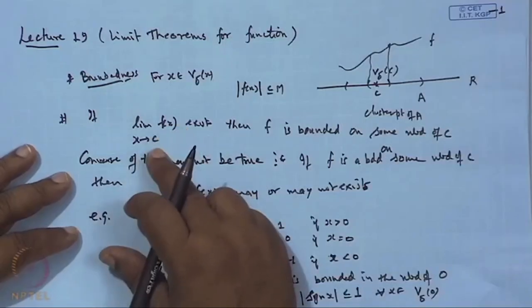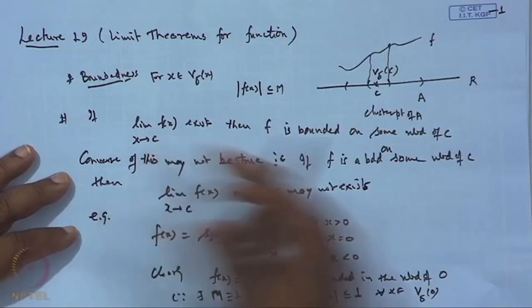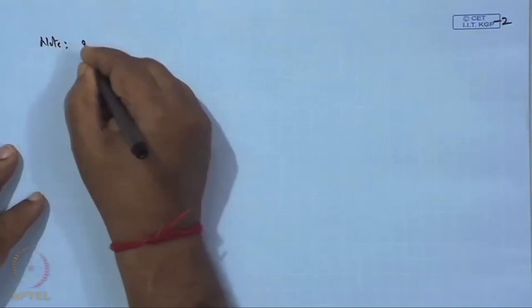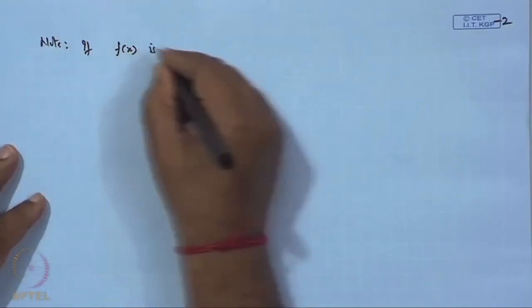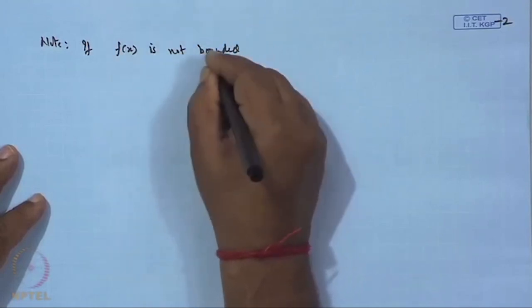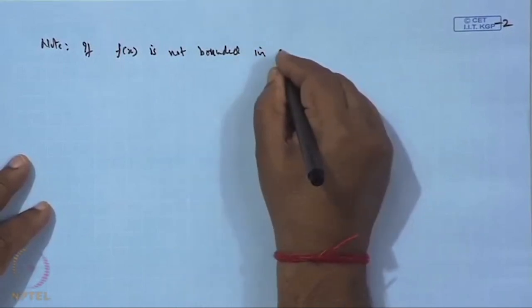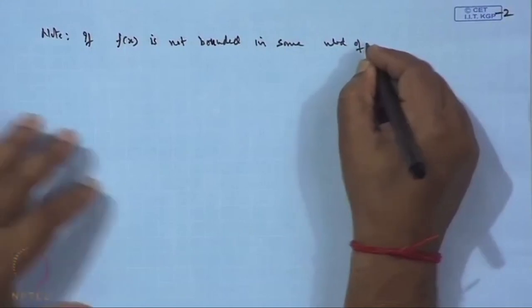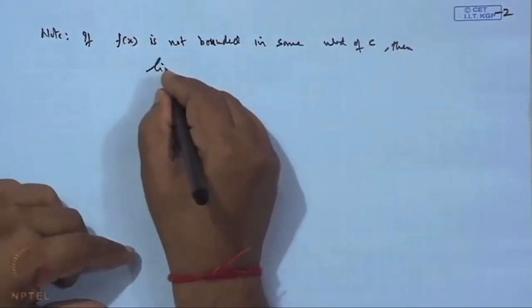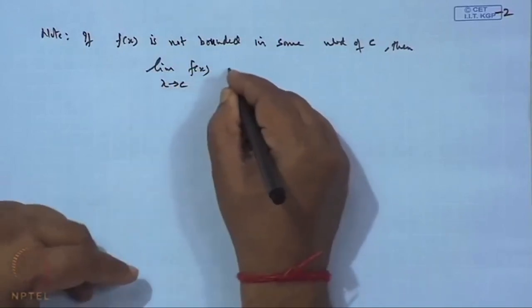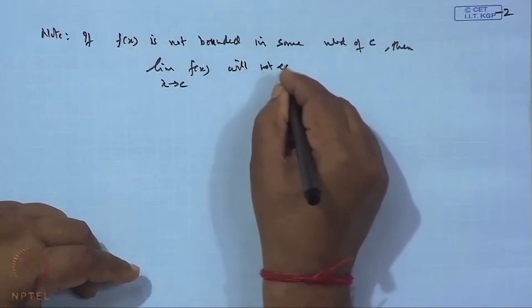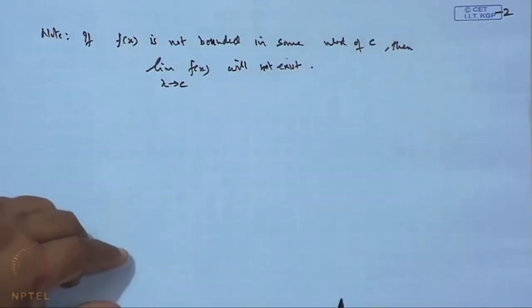So, when we say f is unbounded, it means at the point C the function is not defined, just like 1 over 1 minus x. At x equal to 1 it tends to infinity; in fact it is not defined, it goes to infinity, an unbounded function. So, we can say as a remark or note, if the function f(x) is not bounded in some neighborhood of C, then the limit of this function f(x) when x tends to C will not exist. So, that is clear.